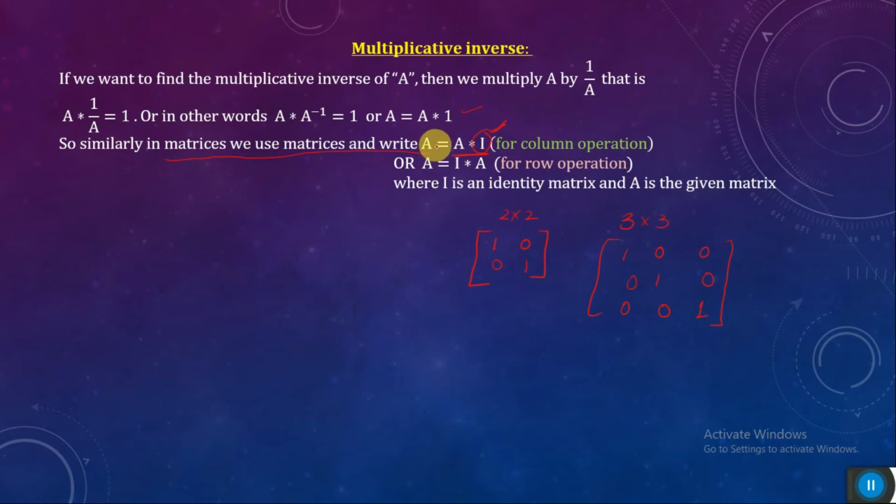So for column operation you will use this method, and for row operation you will use this method. I'll show you how to use this. But know that when you are doing column operation to solve a problem, you will write A equals to A into I. When you are doing row operation, you will write A equals to I into A. And when you are using column operation, you will not use row operation in that. If you are using row operation, you will not use column operation in that. So here I is the identity matrix and A is the given matrix.